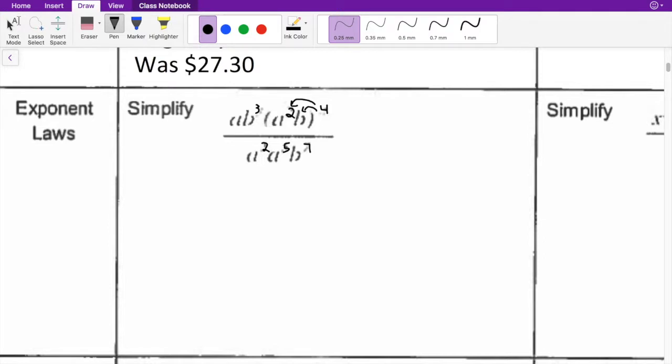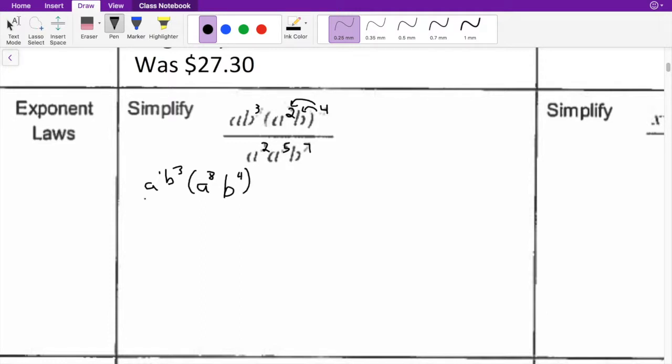Right? And a power to the power, you multiply. So right now I have a to the 1, I'll put a 1 there, b to the 3, then I'll leave the bracket here because it's going to be multiply. 4 times 2 is going to be a to the 8. 4 times 1 is going to be b to the 4.